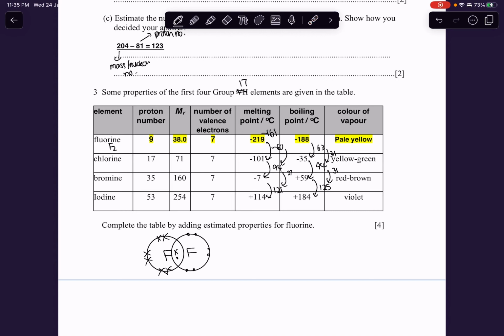Same thing for boiling point. If you subtract around 63 from minus 35, you should get around minus 98. So I actually accepted answers around minus 98 as well. The range is hard to say because it's really up to the marker, but as long as you follow these trends to make your estimates, the number should be okay around this range. It should be fine. Color of vapor, pale yellow. You have to memorize this from the textbook.